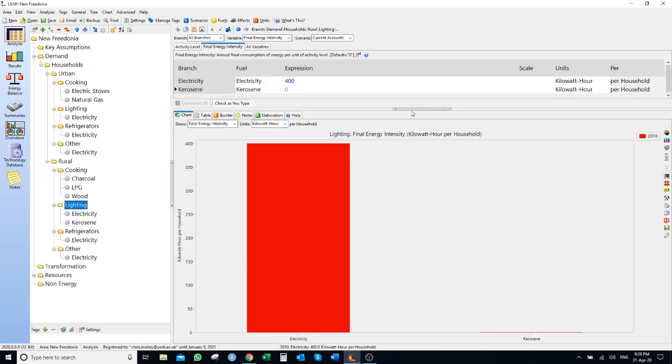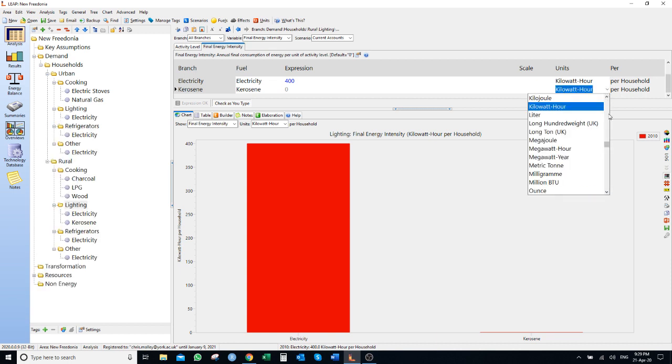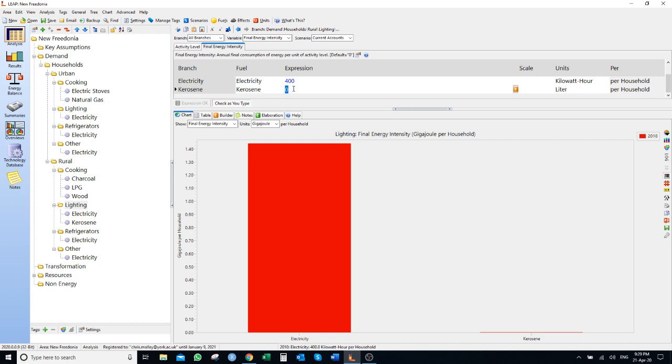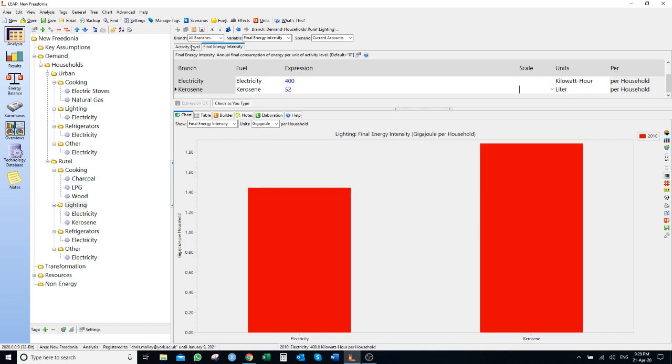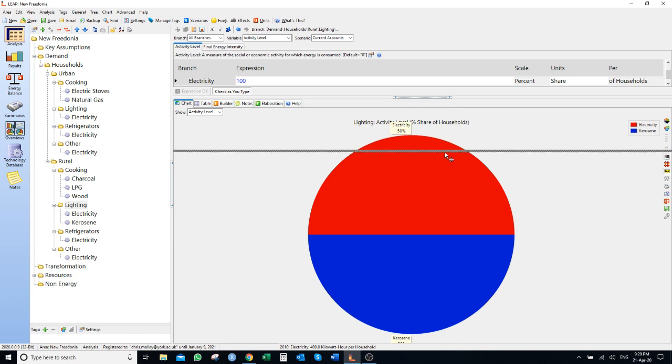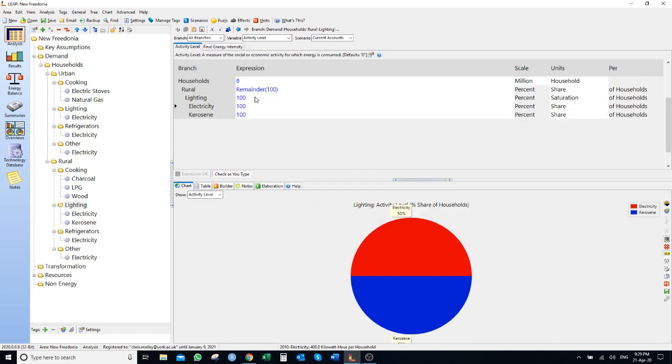And then in the lighting sector, for kerosene, there are 52 litres per year for each household that is using kerosene for lighting. 52. Now let's get our activity levels right. So 100% of households have some form of lighting. 20% of them have electricity, and 100% have kerosene.